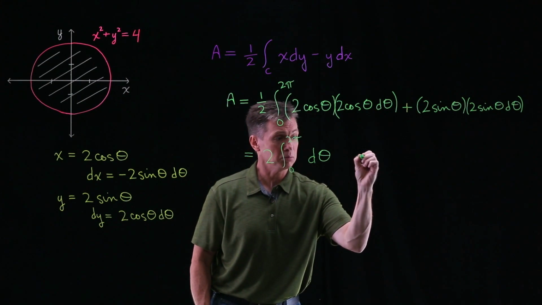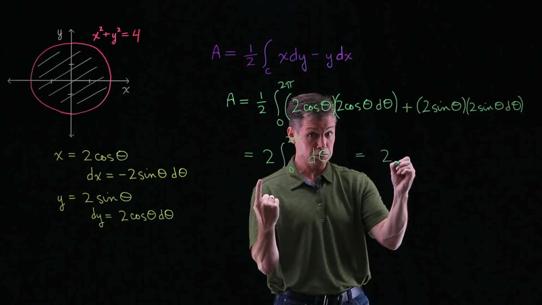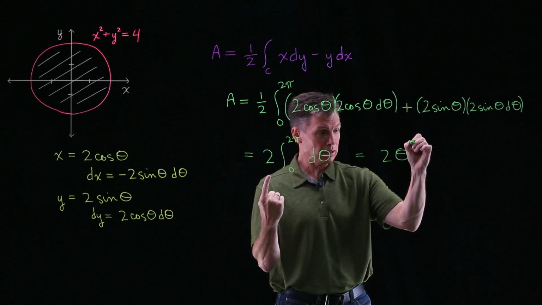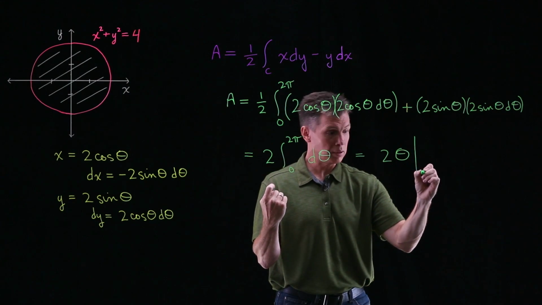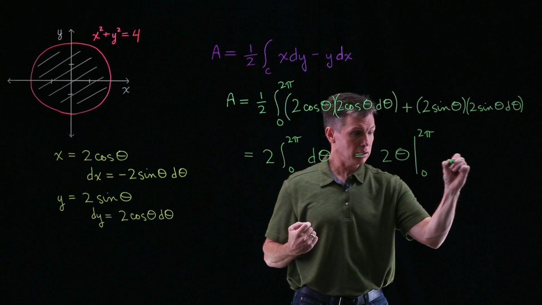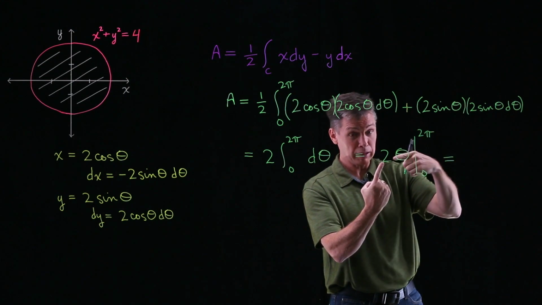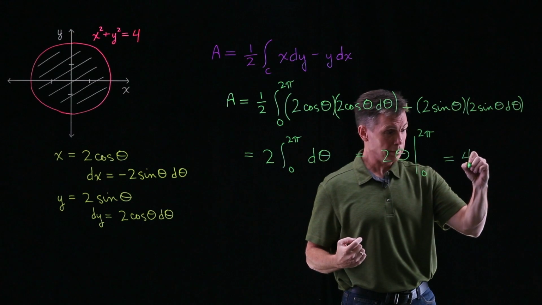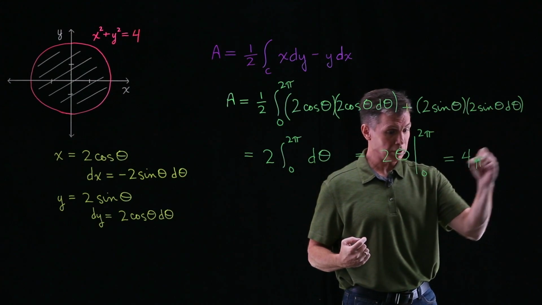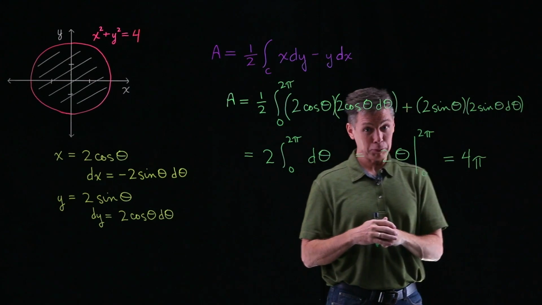d theta just integrates to theta. There is a 2 in front. The theta has to run from 0 to 2 pi. Plug in the top limit, the 2 pi times 2, which is 4 pi, and subtract what happens when you plug in the 0, which is 0, and there's our answer, 4 pi, that we expected.